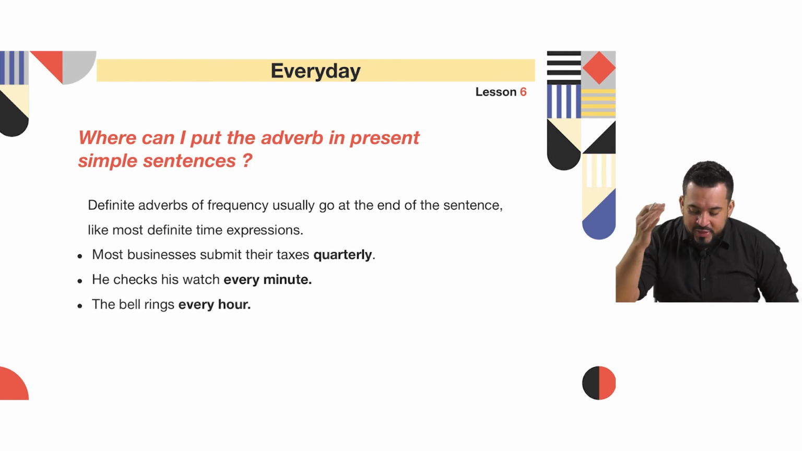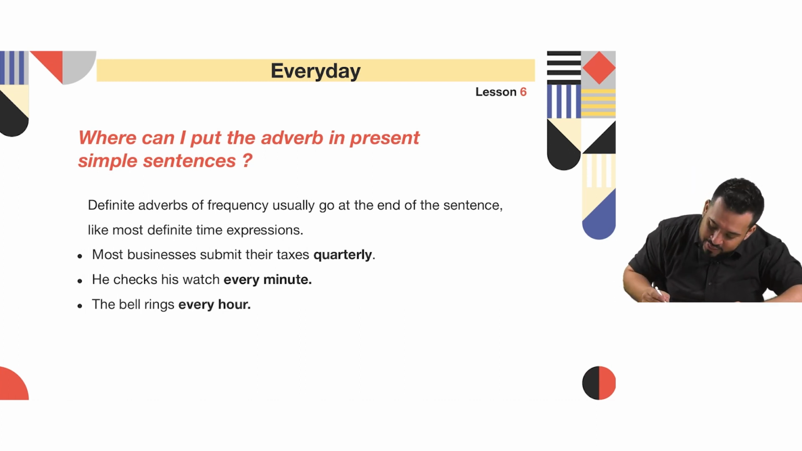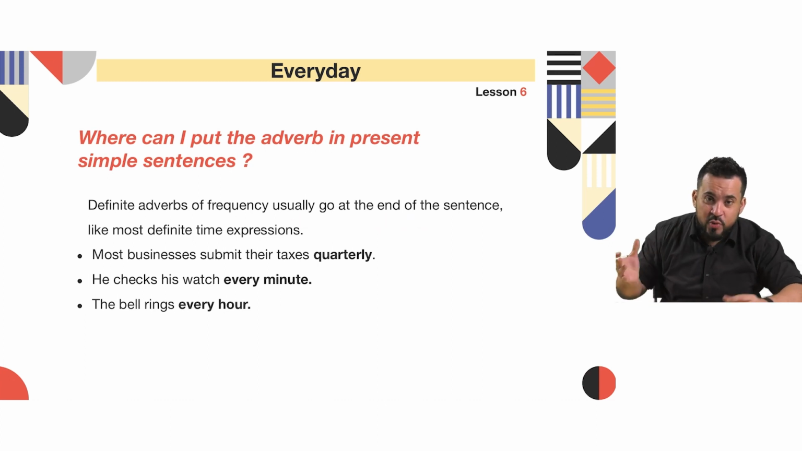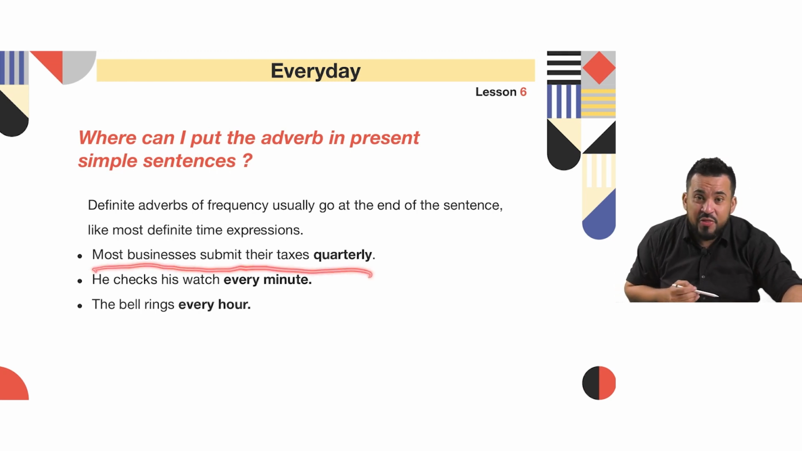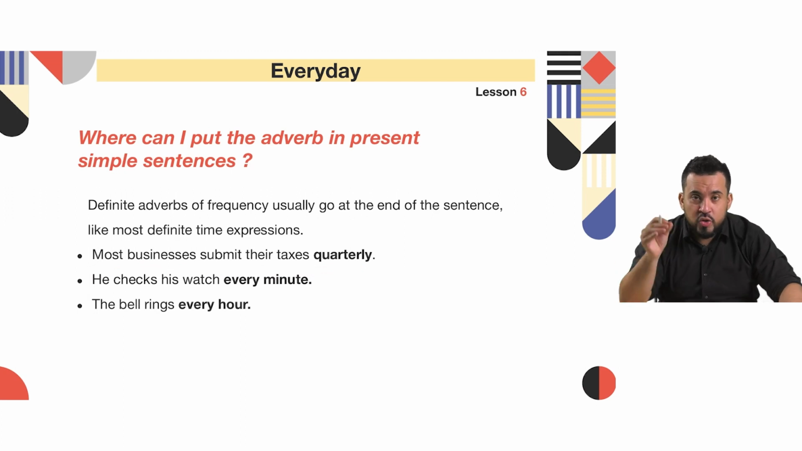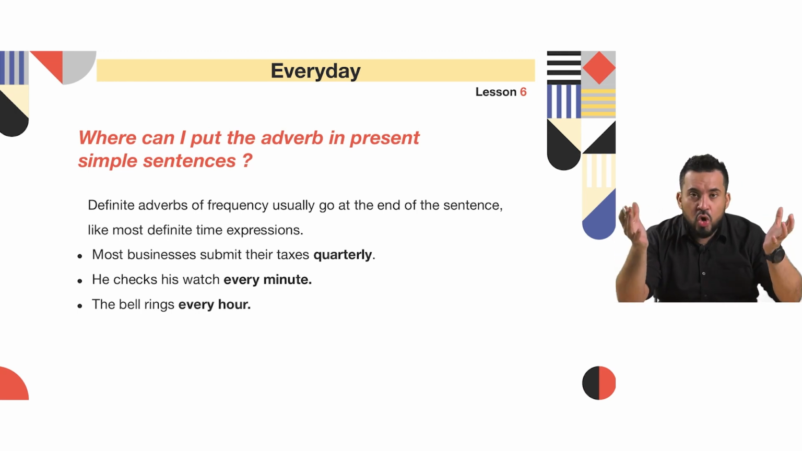Where can I put the adverb in a present simple sentence? Definite adverbs of frequency usually go at the end of the sentence. Okay, if we are confused on where to put them, we normally put them at the end of the sentence. Let's take an example. Most businesses submit their taxes quarterly. Most businesses submit or turn in or give the government their taxes quarterly. Quarterly, it means every 3 months.